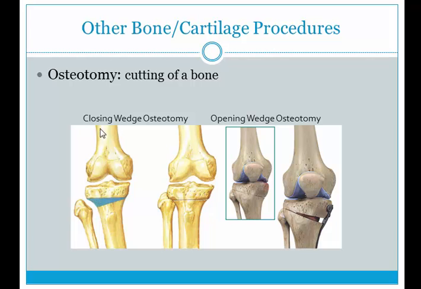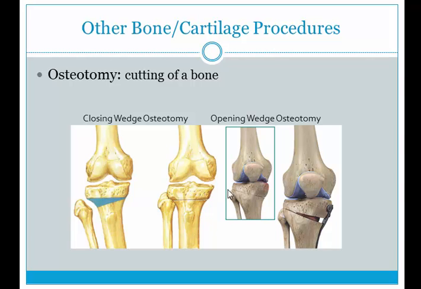What people might do is the procedure known as closing wedge osteotomy, meaning that they're going to cut this particular part of the bone and shift this bone back up so you would have a little better alignment of the knee. This is much more of a natural angle.